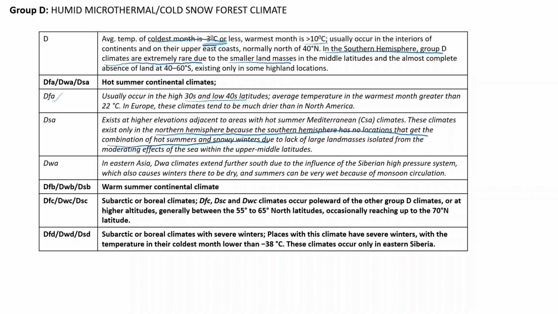These climates occur poleward of other group D climates or at higher latitudes, generally between 55 to 65 north latitudes. So DFD, DWD, and DSD, these are subarctic or boreal climates with extremely severe winters, and they have temperatures which are much less than minus 38 degrees Celsius. These climates occur only in the Eastern Siberia. So remember, if DFD, DWD, and DSD are asked, they exist only in the Eastern Siberian region.